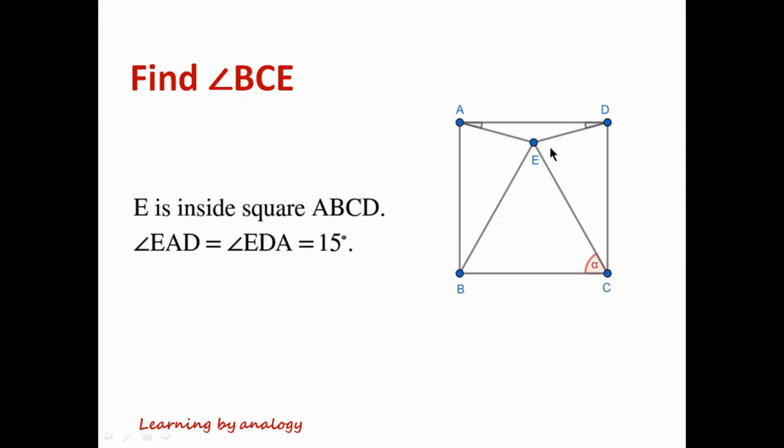E is inside square ABCD. Angle EAD equals angle EDA equals 15 degrees. Find angle BCE.